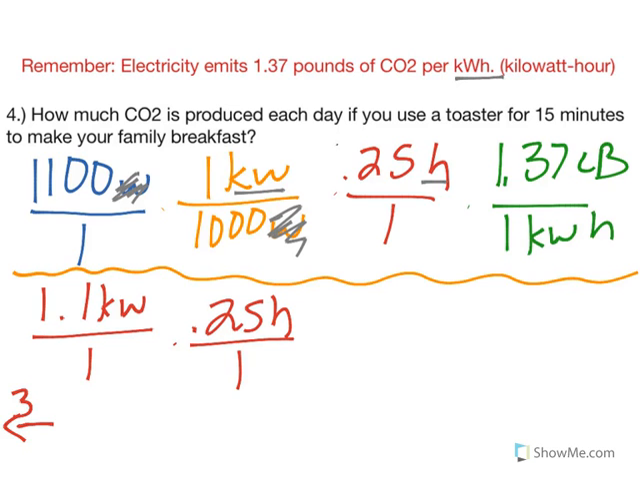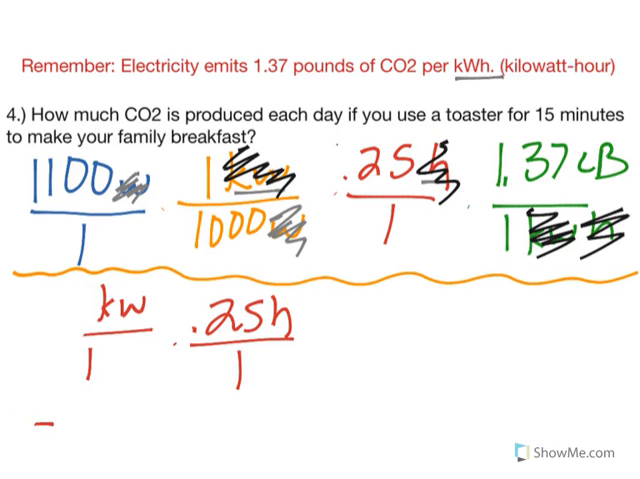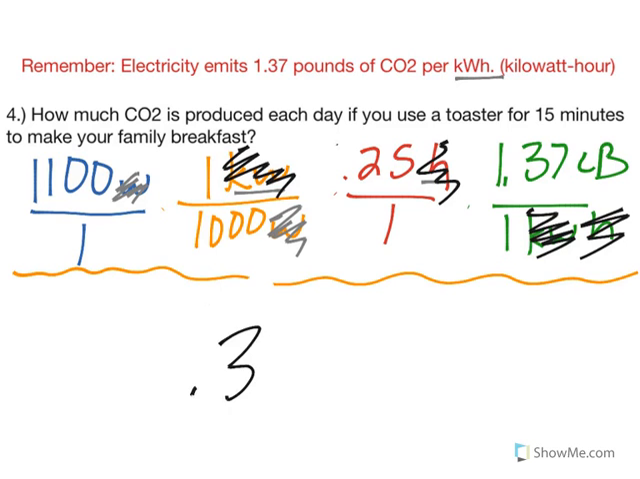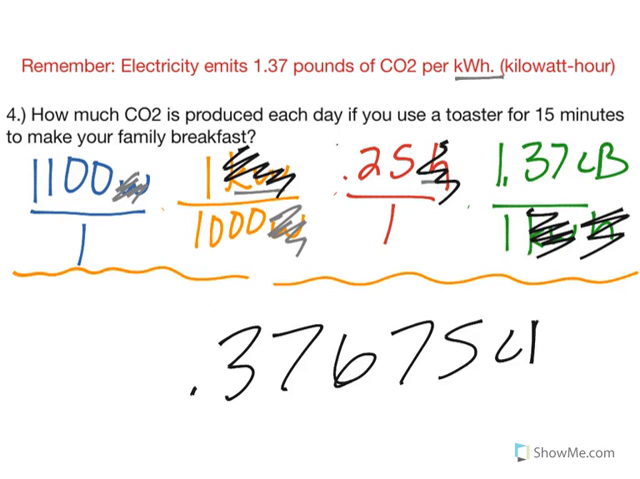So you can see this kilowatt cancels out with that kilowatt. This hour cancels out with that hour. All right, same process on the bottom if you did it, but I need room for my answer. So now if I multiply, divide if you have to, either way, you should get 0.37675 pounds of CO2 for using your toaster for 15 minutes.